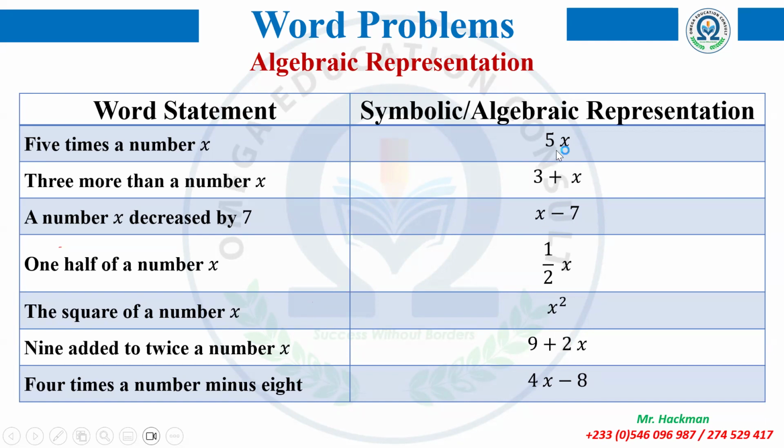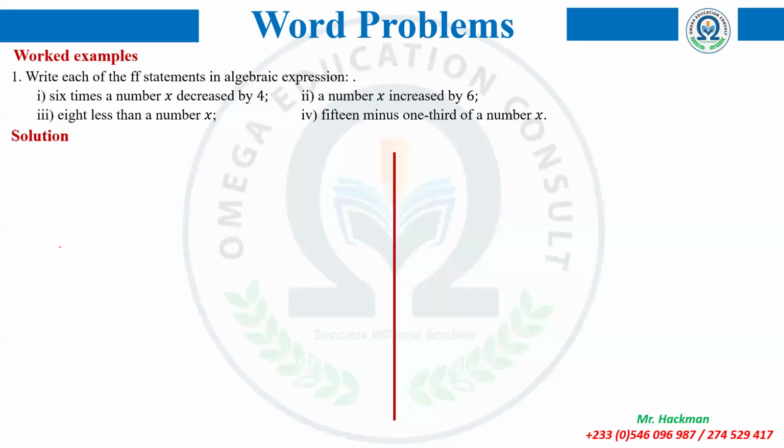Is my point well made? Are all these well understood? Moving from the word statement to the algebraic or symbolic representation. So if that's the case, then now let's move on to what we have here. You are going to convince me that you have understood. At a point I will pause and ask you to give me your answers via the chat. So the class is going to be very interactive. Let's see the first word example. Write each of the following statements in algebraic expression. So we need to get the symbolic or algebraic representation of the statement that we have there.